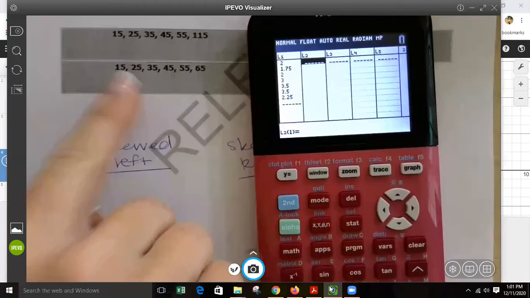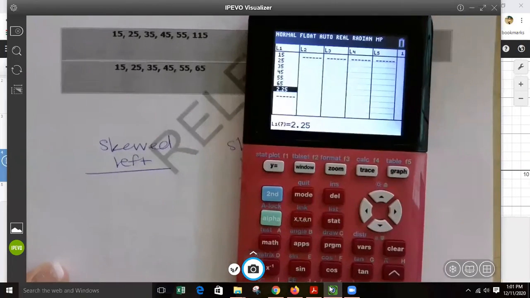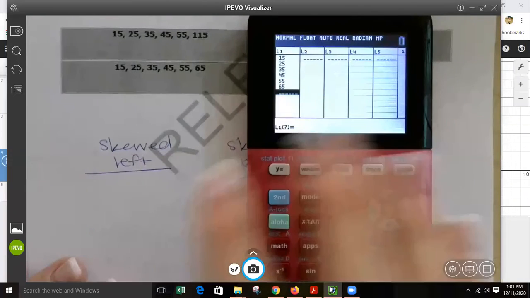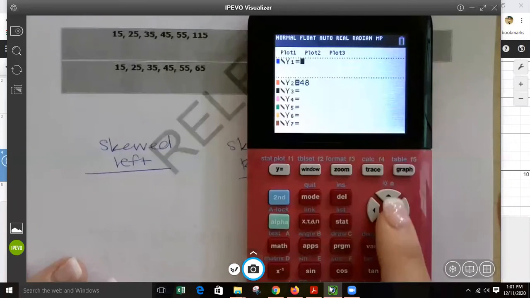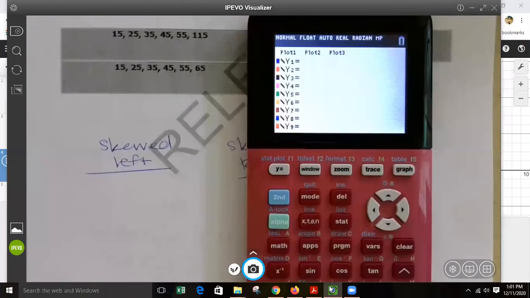Okay, I'm gonna put this bottom set of data in. I want you to put it into 15, 25, 35, 45, 55, 65. I'm gonna teach you how to make a box plot on your calculator, okay? If there's anything in y equals, you want to clear that out real fast. Make sure there's no plots on or anything like that, because my stats kids use it and everybody else. So make sure nothing's in there.